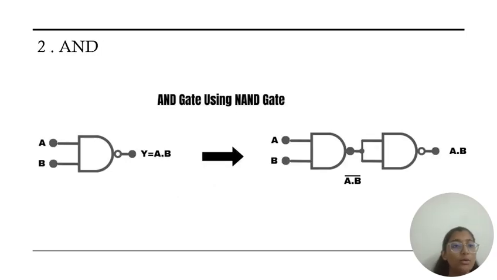Now let us represent the AND gate using the NAND gate. For representing the AND gate using the NAND gate, we use two NAND gates. Here we are given A and B as input, and the first NAND gate gives the output (A into B) whole bar. This is fed into the second NAND gate, which gives A into B. And here the logical expression is y equals A into B.